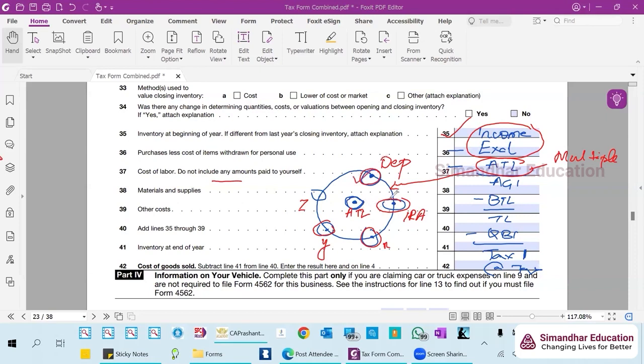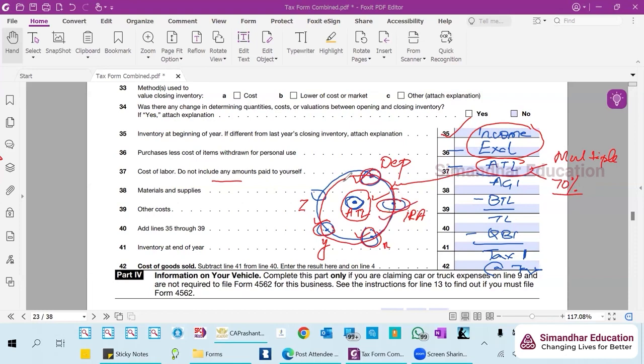What happened? I'll complete them first. Then I'll talk about this. You know why? Because when I complete all of these, you're almost about 70% done with your ATL. You see, the question doesn't ask you about ATL. The question asks you about IRA.